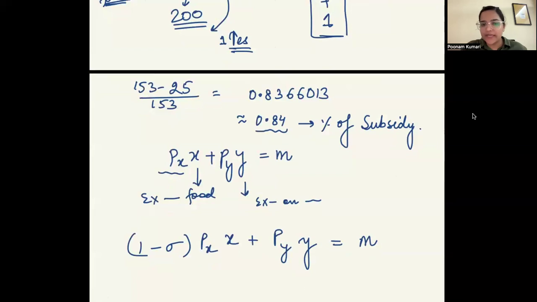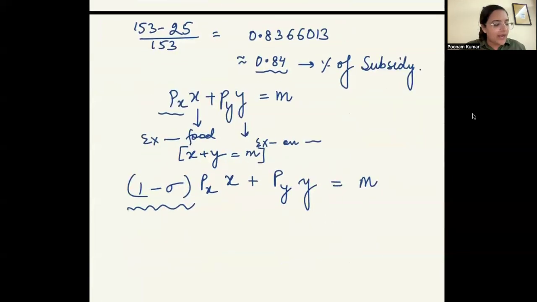My price of expenditure on food is 1. My price of expenditure on everything else is also 1. So it would have been x plus y is equal to m. But now what has happened? Somebody is paying some amount on my behalf. And how much subsidy are they giving?